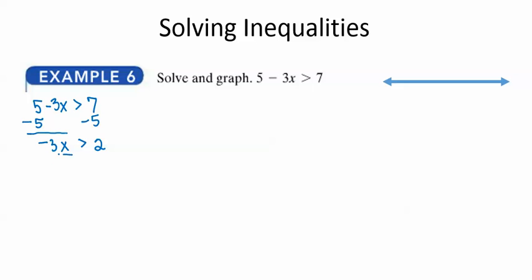To isolate the x, I would have to divide both sides by negative 3. And here is the instance where I have multiplied or divided both sides by a negative number, and so I'm going to have to remember to reverse the direction of the inequality. That means I'm either going to change a greater than to a less than, or a less than to a greater than. And I end up with x is less than 2 over negative 3, which is the same as negative 2 over 3. So that would be the solution to this inequality.